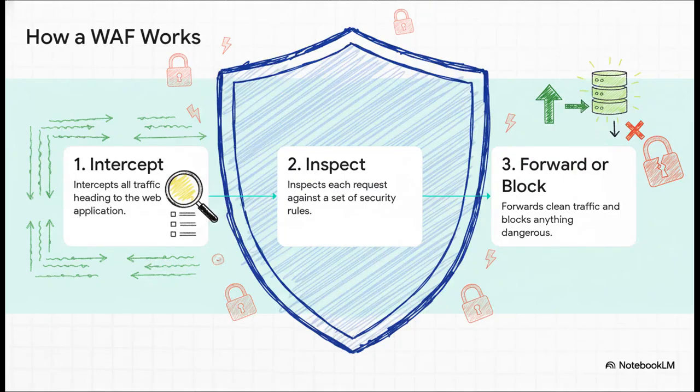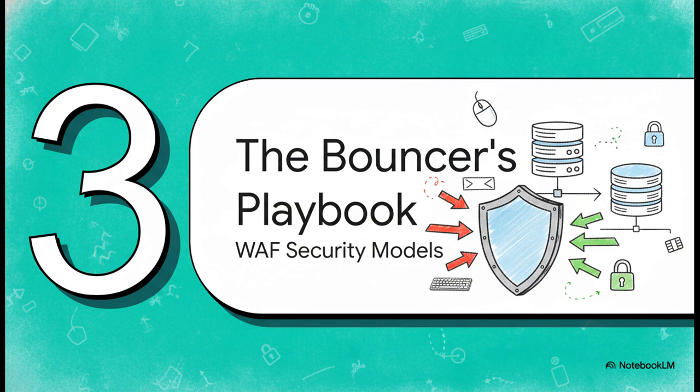So how does it actually do its job? Well, picture it like a dedicated security checkpoint. First, the WAF stands between the internet and the server, so it intercepts all traffic heading to the web app. This setup is called a reverse proxy. Second, it inspects every single one of those requests against a set of security rules. And finally, just like security at an airport, it blocks anything that looks dangerous and lets all the safe traffic pass right on through.